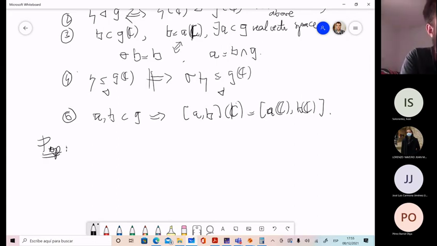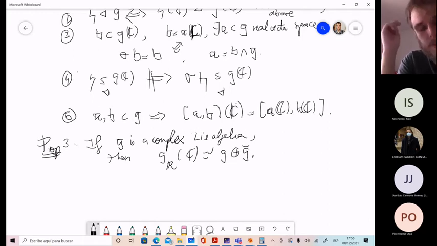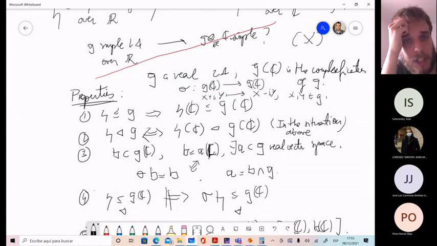So let's move to proposition 3. This is the proposition 3 of the book. I don't know which is the numbering that I am using anymore. So I will call it proposition 3, but it can be whatever. Yeah. So if G is a complex Lie algebra, then if we consider the realification of G, and now we complexify, this is now isomorphic to G plus G bar. Okay, so now we can look again to this question.